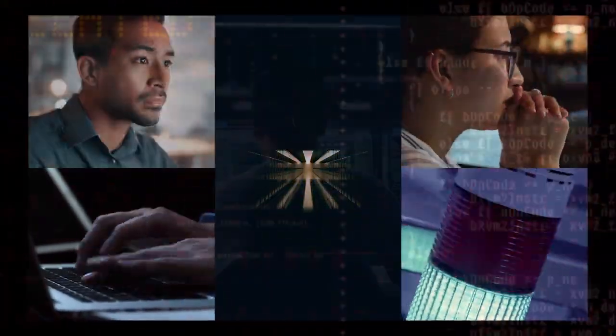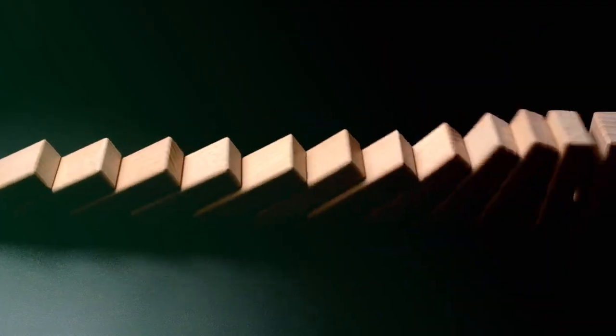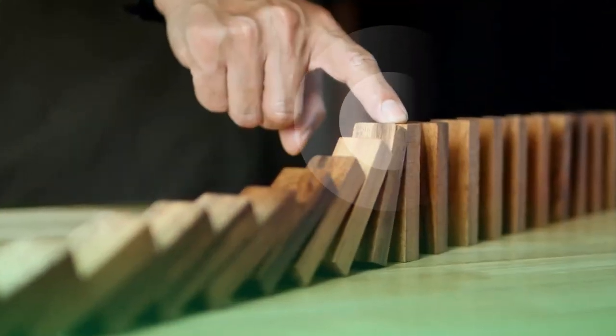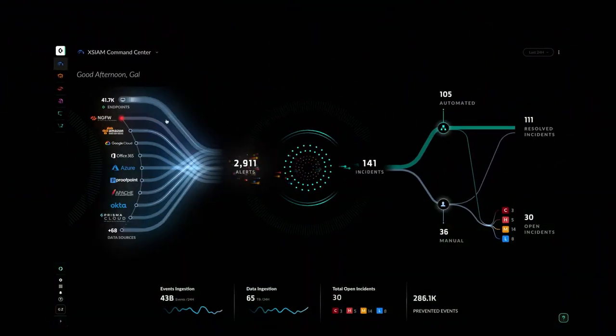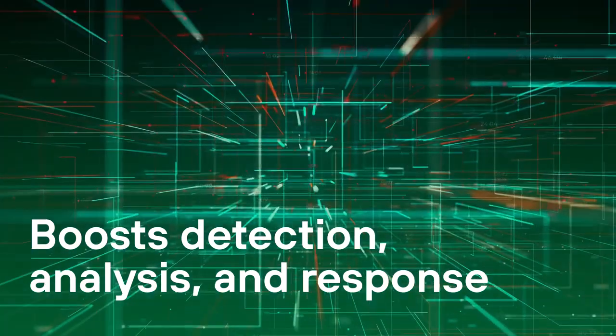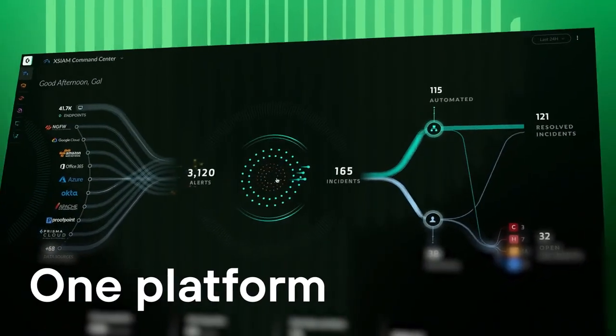When there's a breach, security teams retrospectively analyze the incident and affected systems. But what if there were proactive, enduring attack actions to prevent or mitigate damage? The Cortex XSIAM platform merges data sources and boosts detection, analysis, and response, uniting SOC functionalities into one platform.